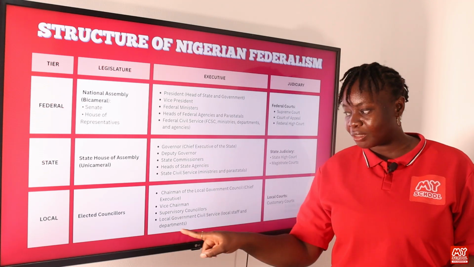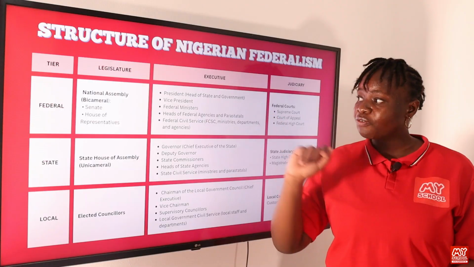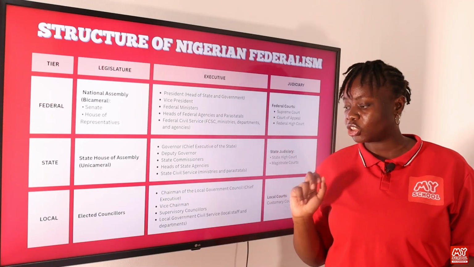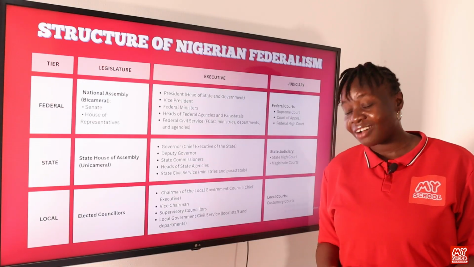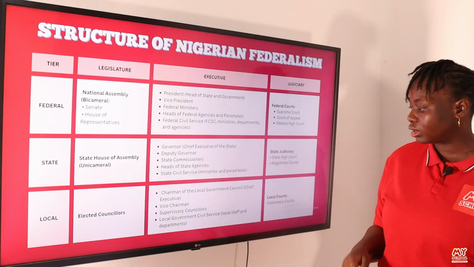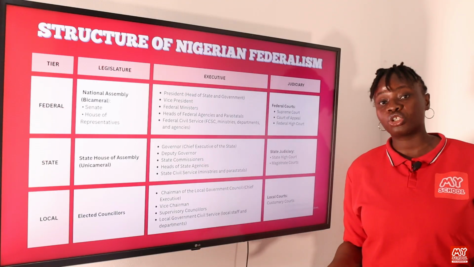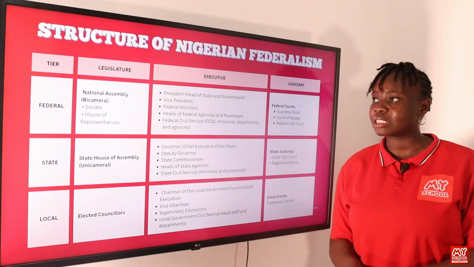So they head the various departments, just like the commissioners head the various ministries and the federal ministers head the various federal ministries. Then we have local government civil service that consists of local staff and departments. The departments are just like the ministries. Then we have local courts known as customary courts. They're responsible for handling issues within the local government.